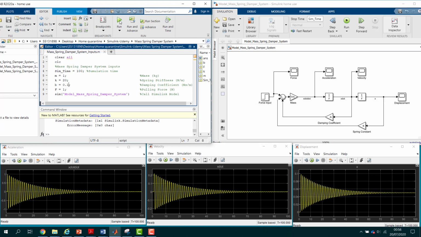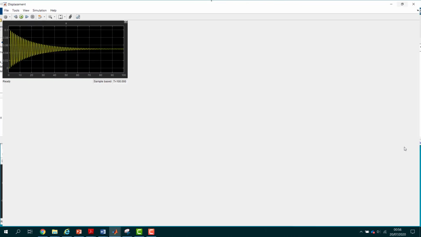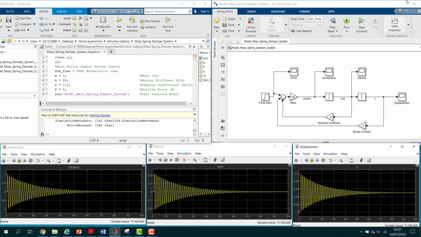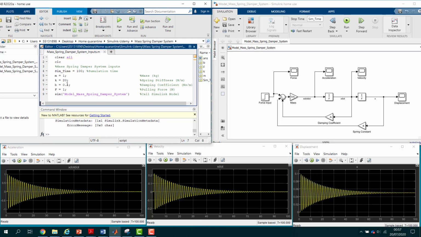All the graphs at the bottom show damped frequency this time due to the application of damping coefficient. Let's maximize the displacement versus time graph to see the response in details. You can see that the damped frequency response. Let's minimize the window and again run the simulation with larger damping coefficient of 1 Newton second over meter.